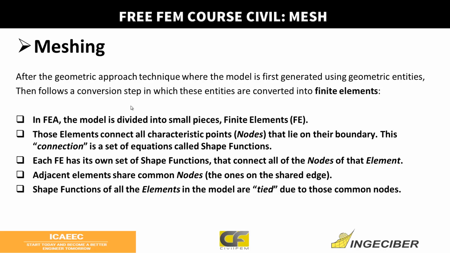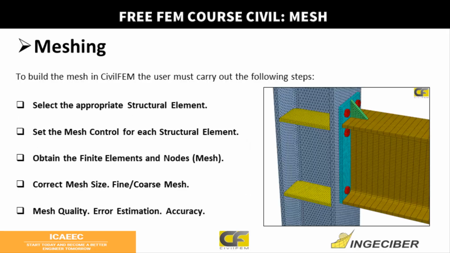Each finite element has its own set of shape functions interconnecting all the nodes of the element. Of course, you will have more elements which are adjacent, and they will share the common nodes for each edge. They can be linear elements, 2D or 3D elements. It can be a surface element or a solid element. And the shape functions of all elements in the model will be tied due to the common nodes.